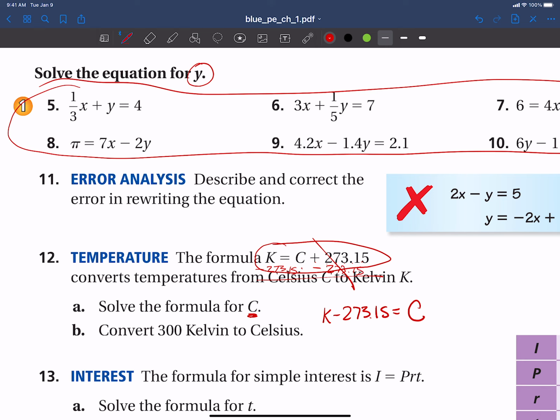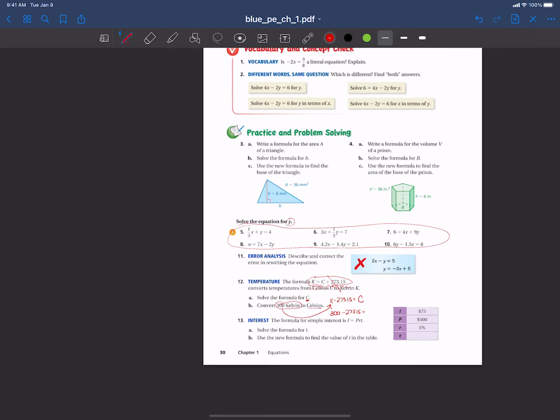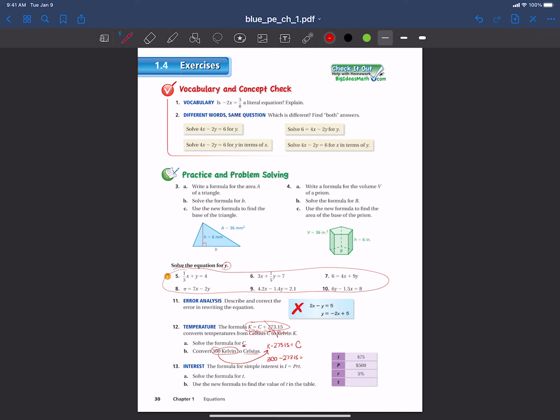Celsius is by itself. Now B says, if I knew that I had 300 Kelvin, what would that be in Celsius? All you have to do is plug in 300 for Kelvin and subtract 273.15, and that's what would get you your Celsius. This is a very, very, very important section, so if this did not make sense, please rewatch it. Please take really good notes, and always ask questions when you come back to school.